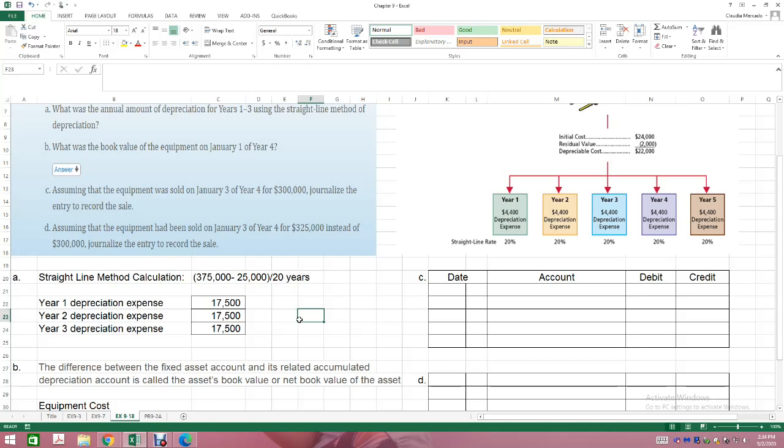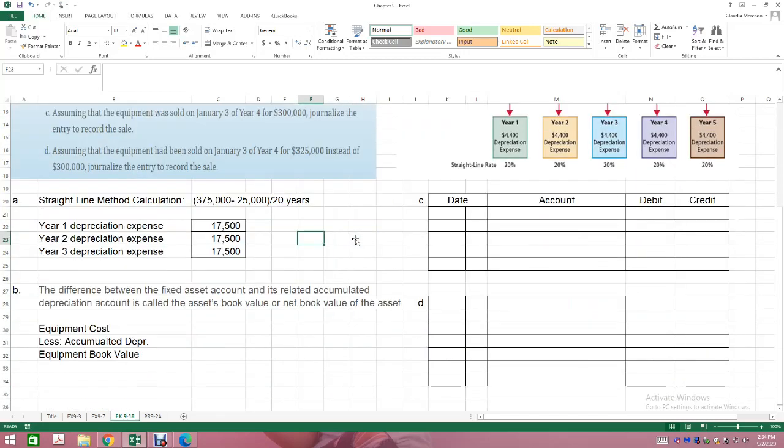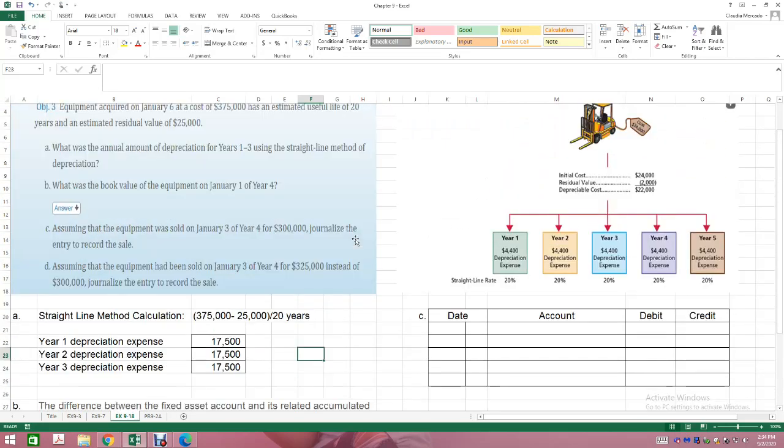Okay. Under straight line method, it's a very simple way of doing it. It's the same amount every year, regardless of how much you use it or not. It'll be the same amount. It's going to be the same amount for every period. Okay. So it's 17,500 using the straight line method. Okay.